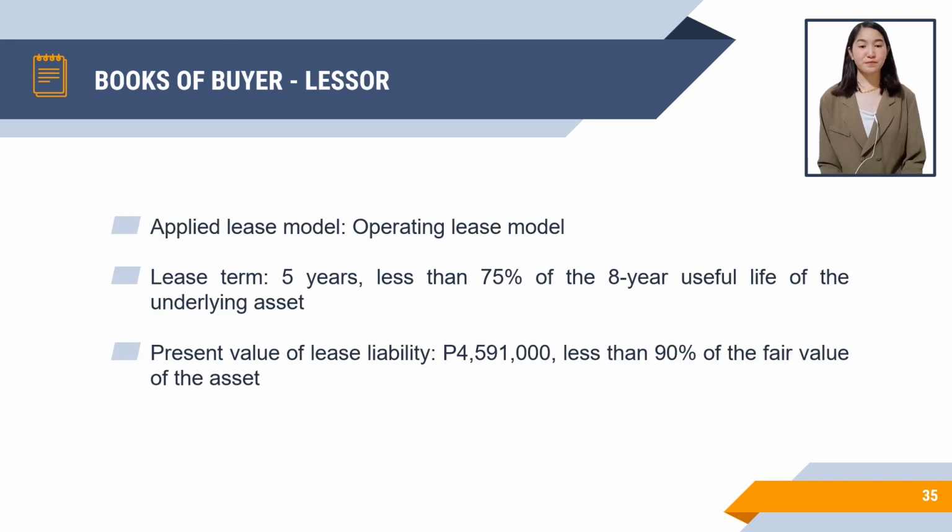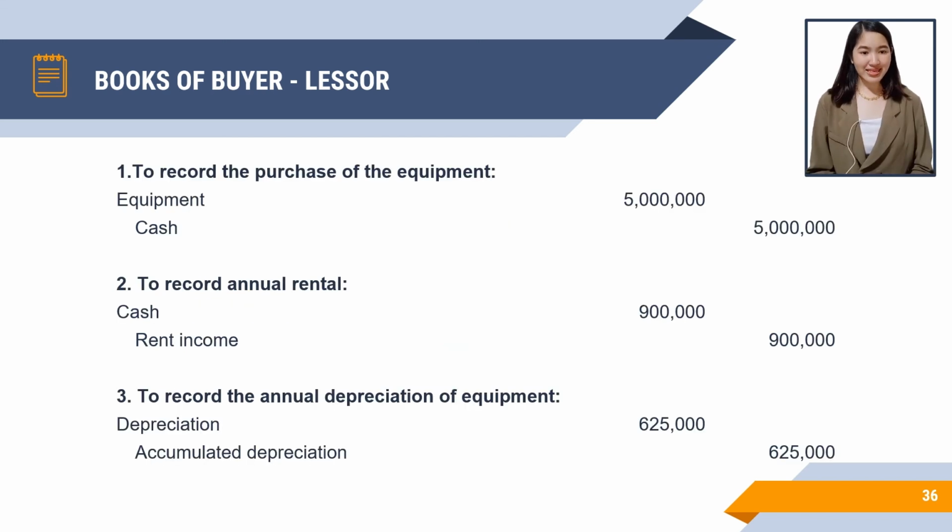Now let's proceed to the books of buyer lessor. So before the journal entries, kailangan natin alamin yung lease model na ginamit, which is the operating lease model. Again, ito ulit yung applicable na lease model for this illustration kasi hindi na-qualify sa finance lease model yung lease term and present value ng lease liability. Let us now see the journal entries in the books of buyer lessor. So for the first transaction is the purchase of the equipment, which is debit equipment and credit cash for 5 million na equal dun sa sale price of course.